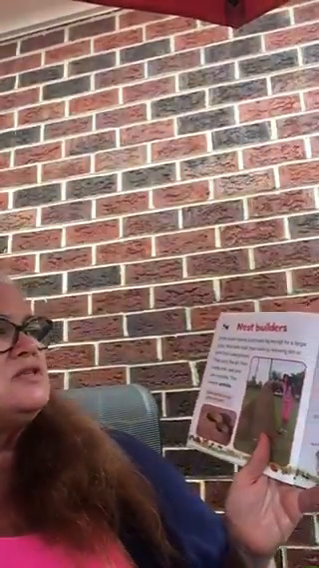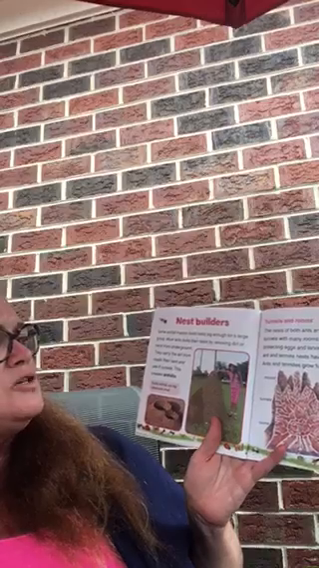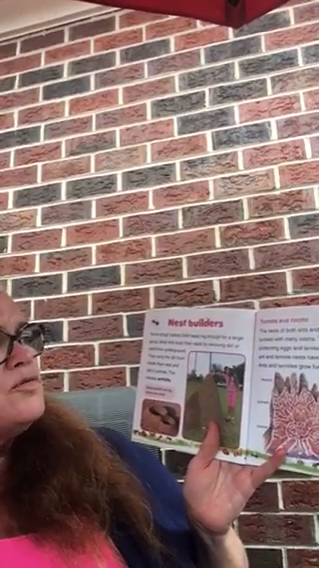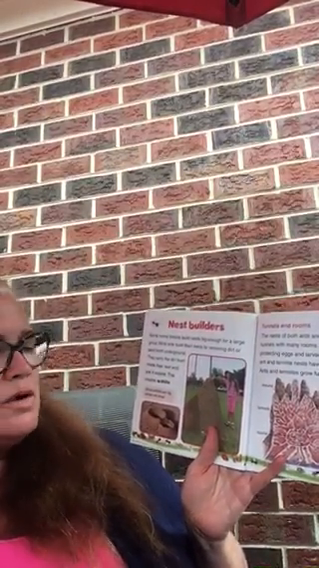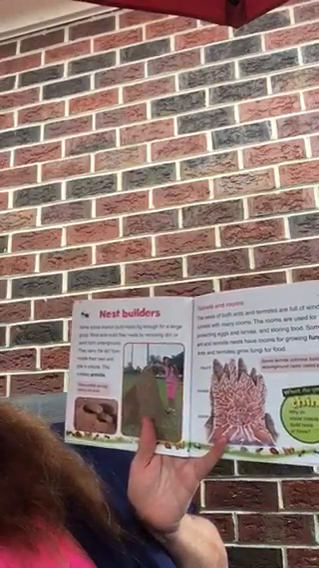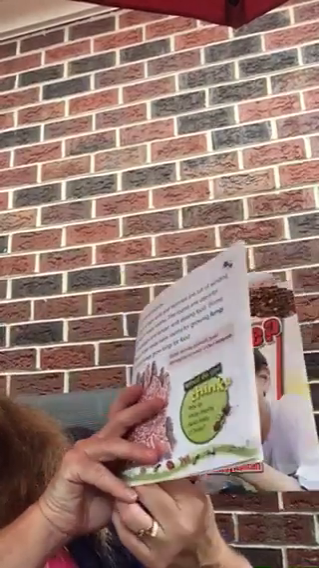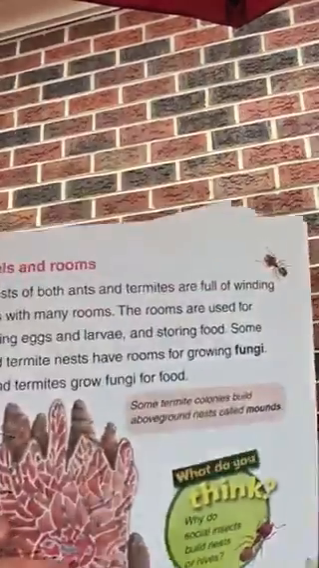The nests of both ants and termites are full of winding tunnels with many rooms. The rooms are used for protecting eggs and larvae and for storing food. Some ant and termite nests have rooms for growing fungi. Ants and termites grow fungi for food. Fungi is like, instead of saying funguses, we say fungi. It's more than one fungus. We talked about fungus, one kind of fungus, when we were in forest school, remember? It was growing on our logs there, those big lacy white hard funguses.